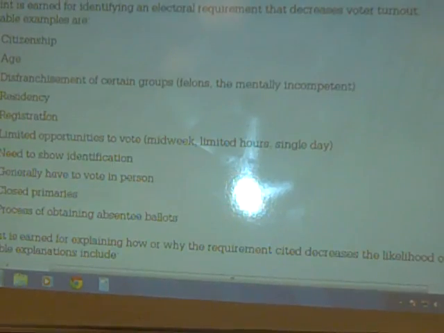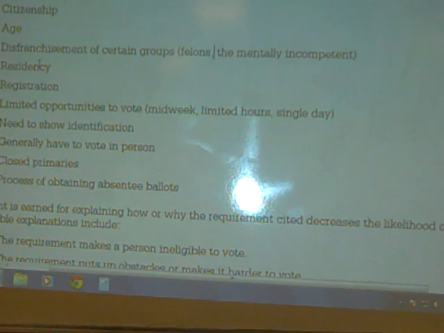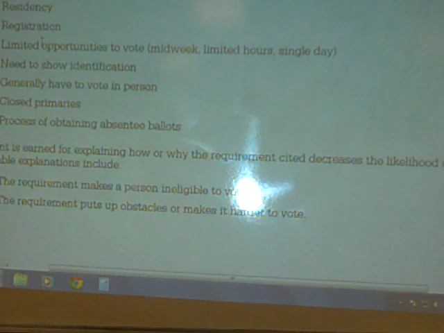The next one asks, what is an electoral requirement that decreases voter turnout? There's some that are so basic I didn't even think of them. Like you got to be a citizen. You got to be 18 or more. Certain groups aren't allowed to vote. Disenfranchised means taking away your rights, in this case, to vote. Like felons, people in jail, people in mental institutions can't vote. Residency requirements, meaning you got to vote where you live. That can be hard for some people if they're out of the country or something.